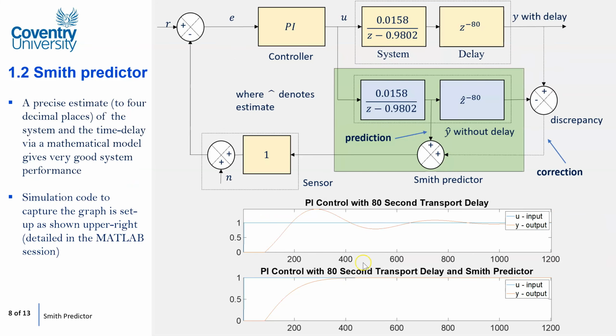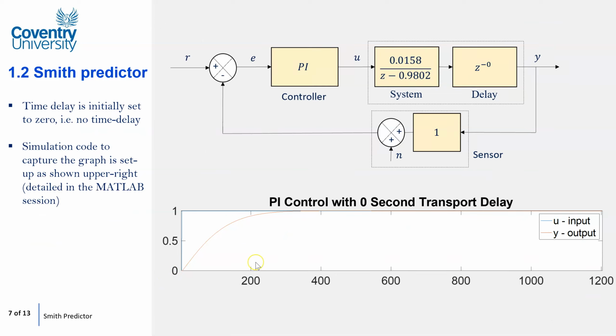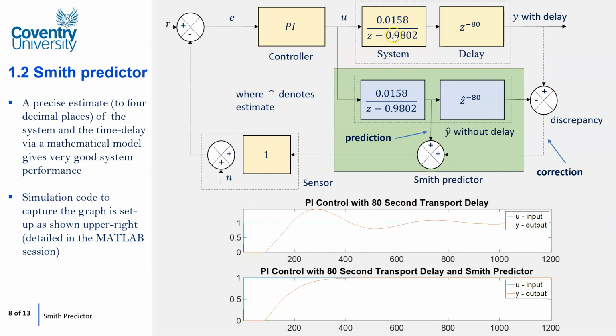So as I said to you, if you get an accurate, or in this case, bang on estimate of the transport delay, and a very, very close estimate of the system model, you will effectively eliminate the effect of the transport delay. And to be honest, when I was saying that there's a slight difference, you also have to take into account that you've got this 80 second offset here, which obviously you didn't have here. Again, there's going to be a slight difference, but it's probably not even noticeable.